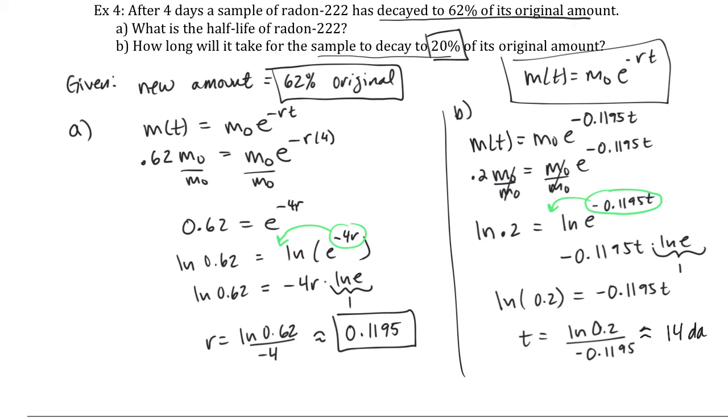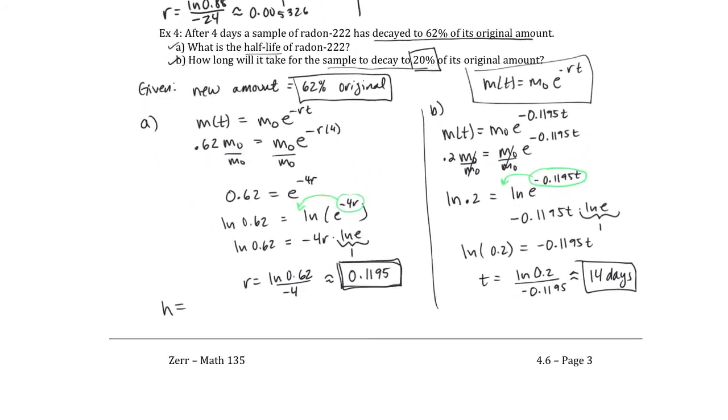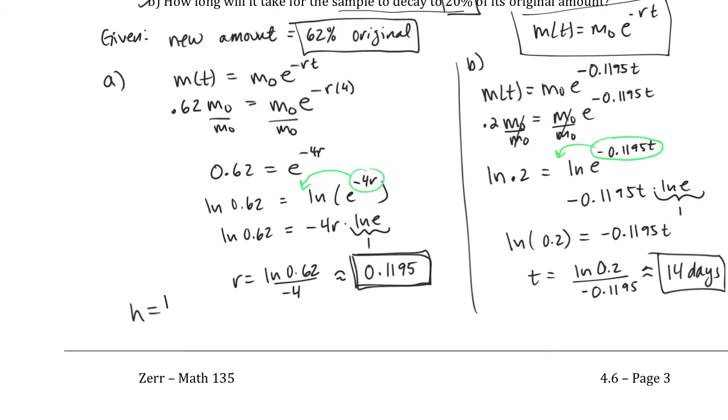14 days. Okay, so let's just double check. I found how long. Here, though, I found the rate, but I'm not done because I actually need to find the half-life. So let's keep going on that one. So half-life is, let's look again how we had it, ln of 2 divided by rate. Ln of 2 divided by our rate, 0.1195, which is 5.8, so that's about 6 days.